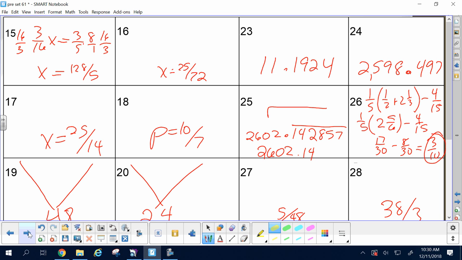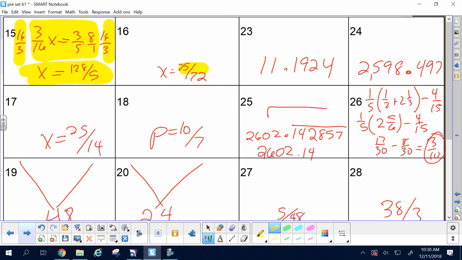This is a cross product problem. So first, check that you have that kind of work. Do you have 3/16 x equals 3/5 times 8 over 1? Then did you use algebra via the reciprocal on both sides to get x by itself? And then did you get x as 1/128?